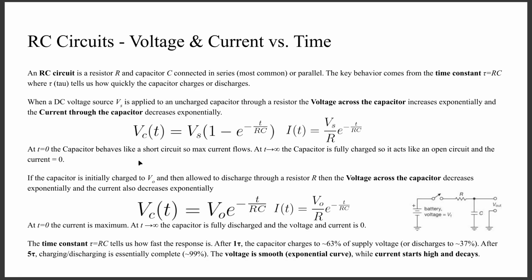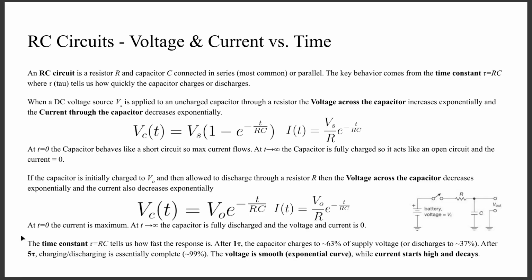At t equals 0, the capacitor behaves like a short circuit, so max current flows. As t approaches infinity, the capacitor is fully charged, so it acts like an open circuit, and the current is equal to 0. If the capacitor is initially charged to an initial voltage, and then allowed to discharge through resistor R, then the voltage across the capacitor decreases exponentially, and the current also decreases exponentially, as given by these equations. At t equals 0, the current is maximum, and as t goes to infinity, the capacitor is fully discharged and the voltage and current are 0.